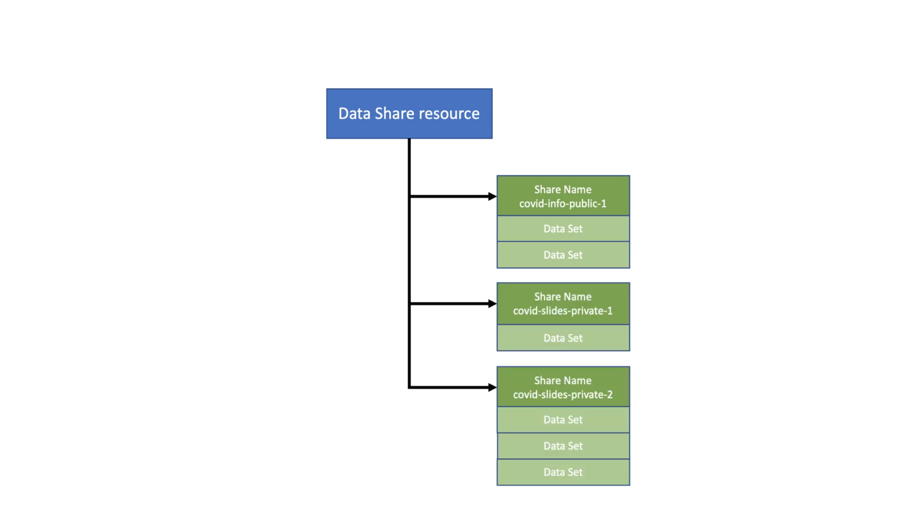Next, we can create data shares that are actually made for private offers. So we might have COVID slides private 1, COVID slides private 2, and these would contain different data sets that we want to offer to our customers. So maybe we've negotiated a custom pricing model for one of our customers, and we're creating and exposing a private data share for them. We'll talk about that in a later video, looking at how to sell in the marketplace. Now let's hop over to a demo and see how this all actually works.